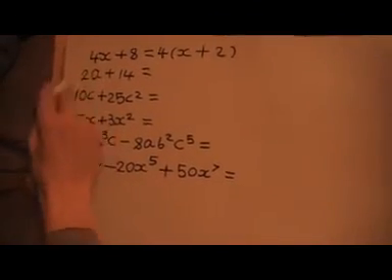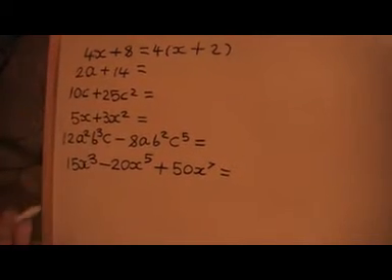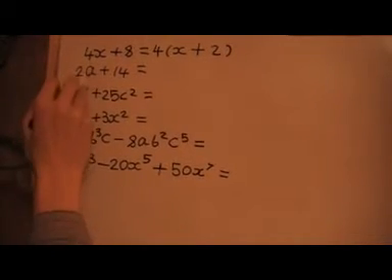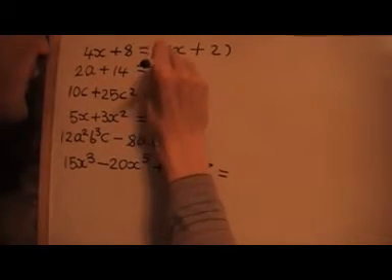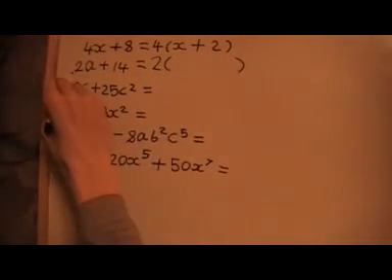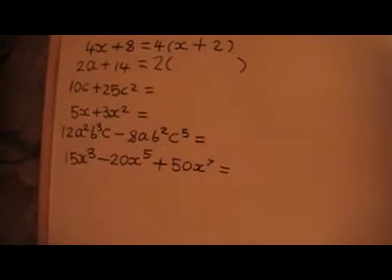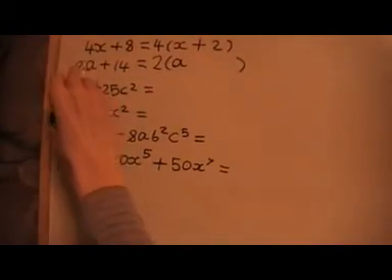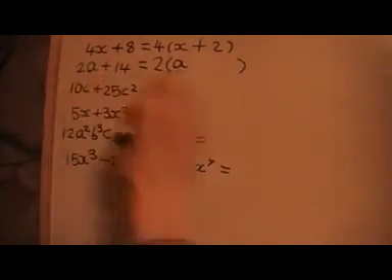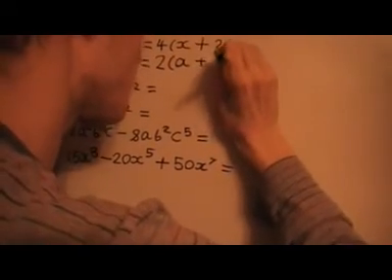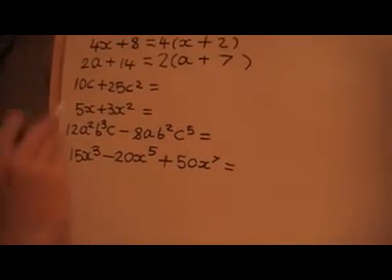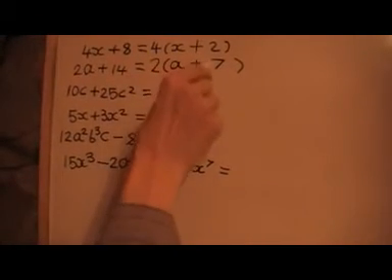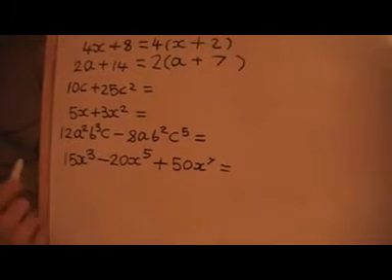Next one. We've got 2a plus 14. We'll have a look again and we'll see that 2 is a common factor. So I take 2 and I put it here outside the bracket. And to get 2a I need to multiply 2 by a. And to get 14 I need to multiply 2 by 7. And then again we can check it by removing brackets. 2 times a is 2a, 2 times 7 is 14. So we've factorised it right.